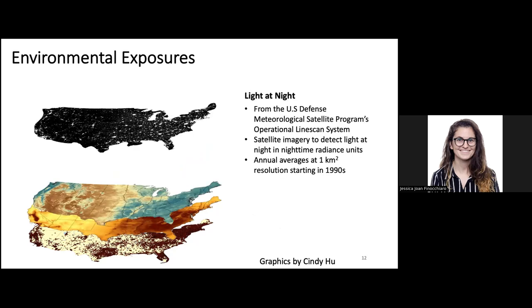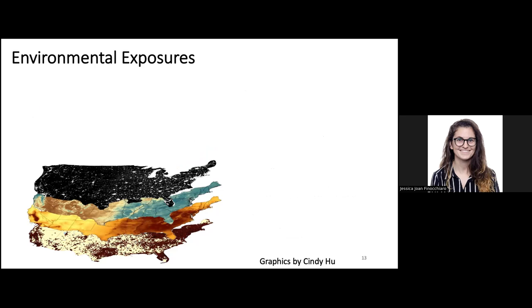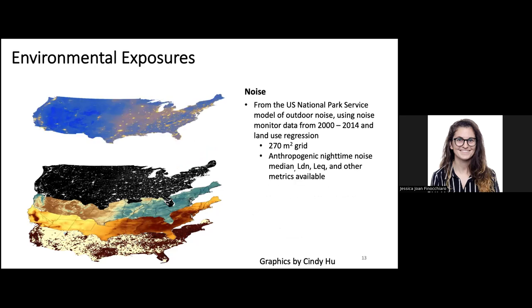We have satellite data also on light at night. So these are annual measures, which are a little bit easier to deal with. And they're 1 kilometer resolution, so they're not that big. But we link that to our addresses. And then we also have noise data. So we have the model noise data set. And this is a set of a few covariates. We have others that I'm not going to talk about here. Walkability metrics, you name it. We have lots and lots of spatial data that we link to our participants, right?